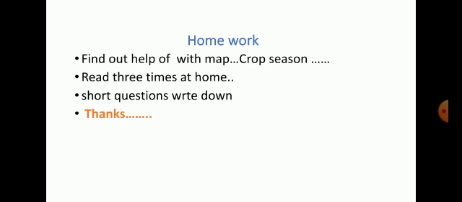Now, children, you want to read the chapter. Then I will give some important questions and answers. With the help of the map, learn the crop seasons and everything. You have to learn by heart how to draw the Indian map, and mark where the seasonal crops are grown, which areas and which states have them. Read three times at home. Write down the short questions. Okay.